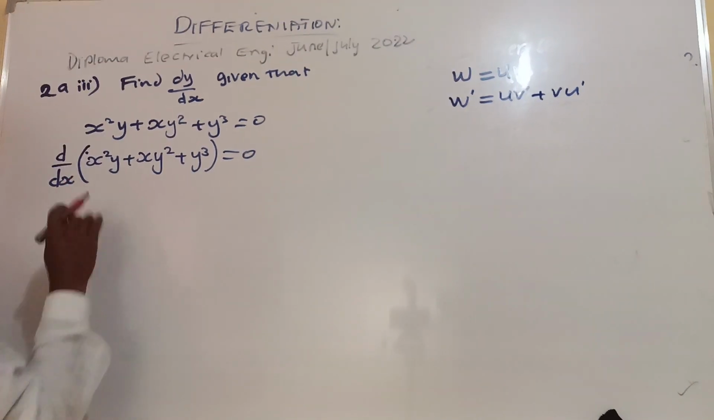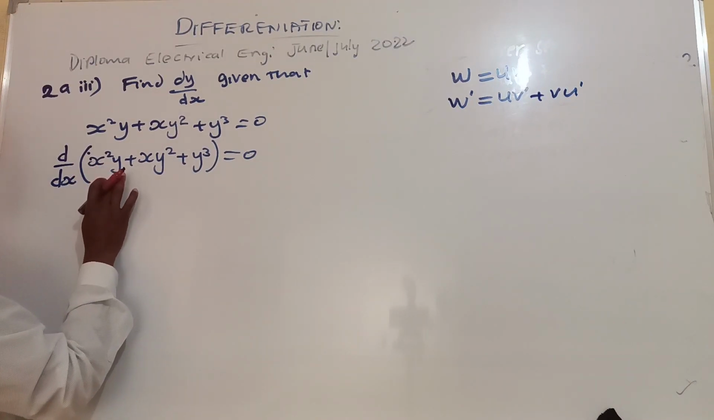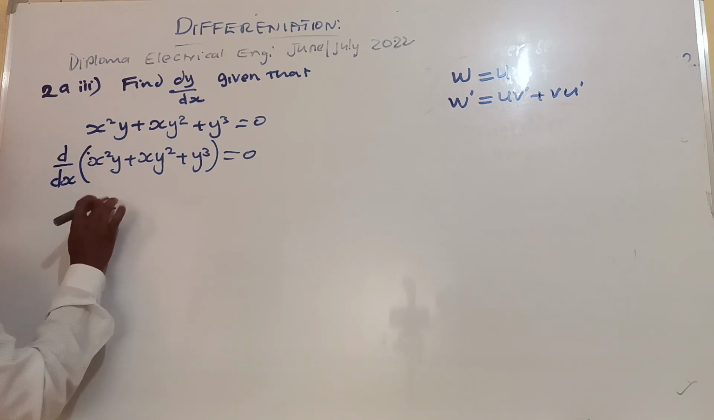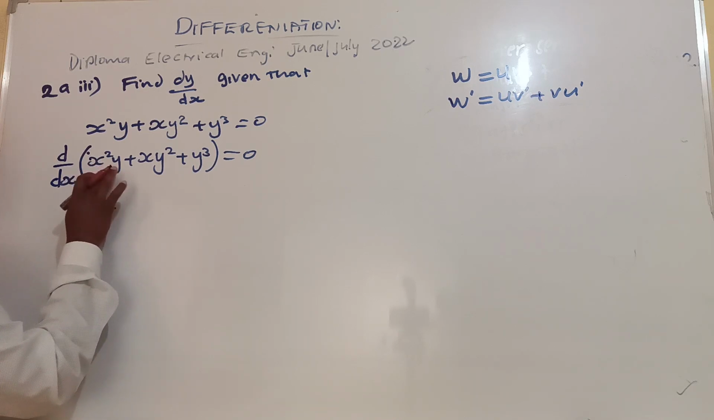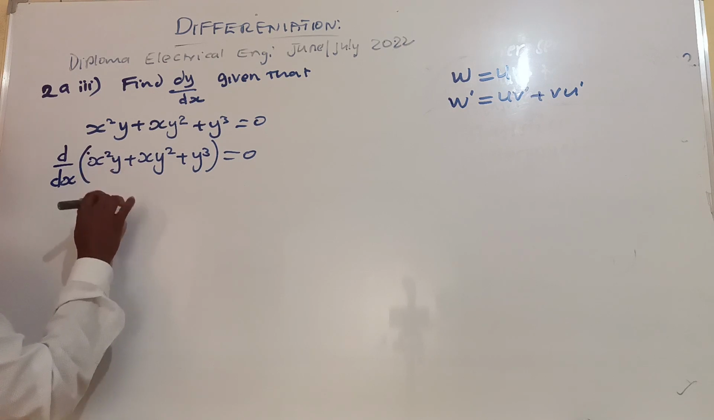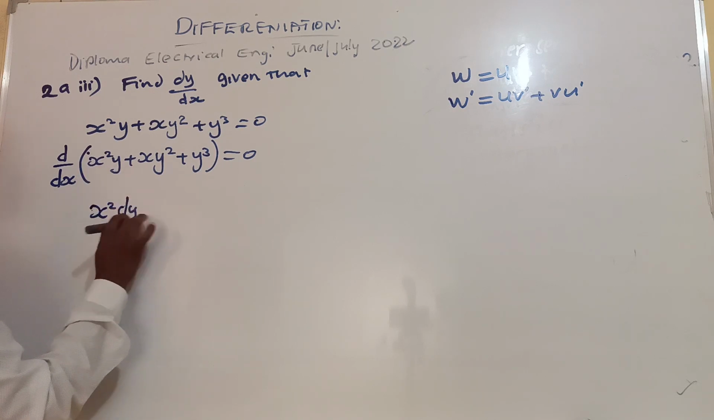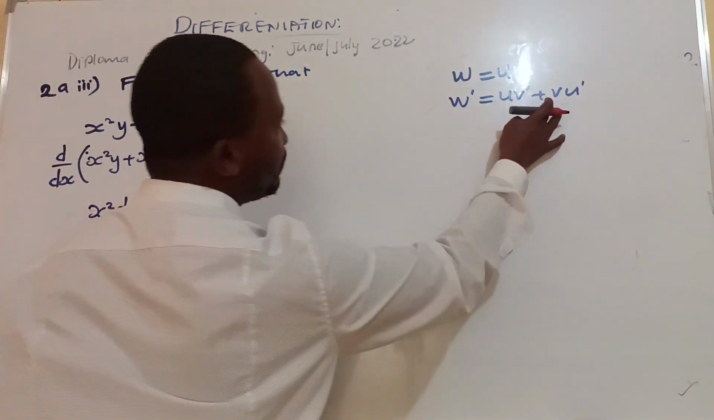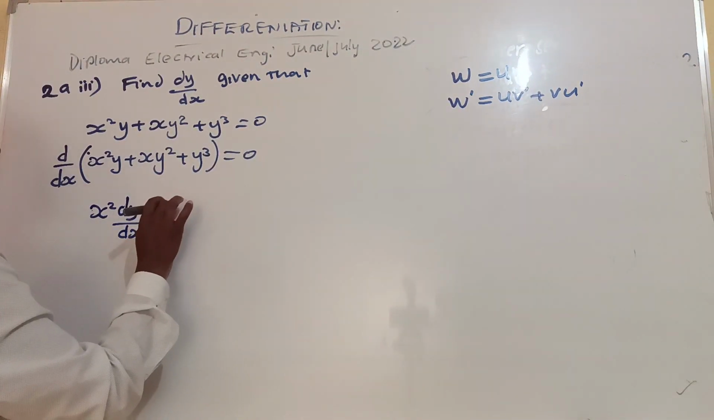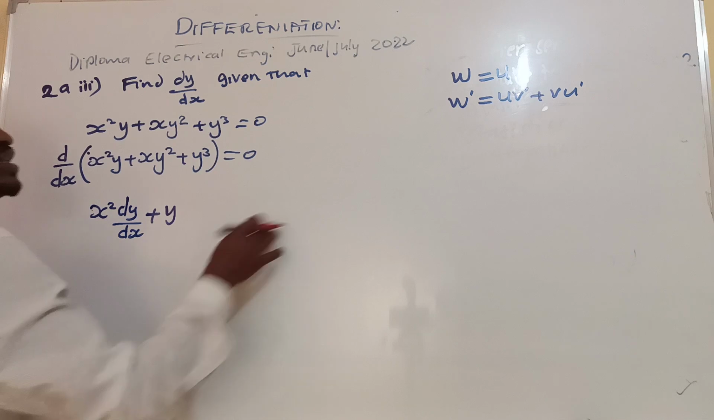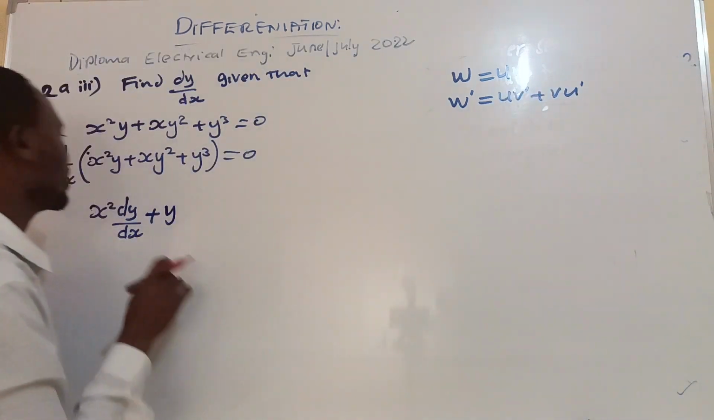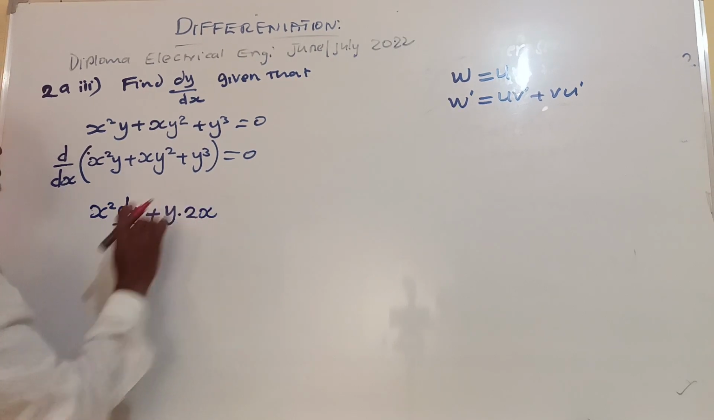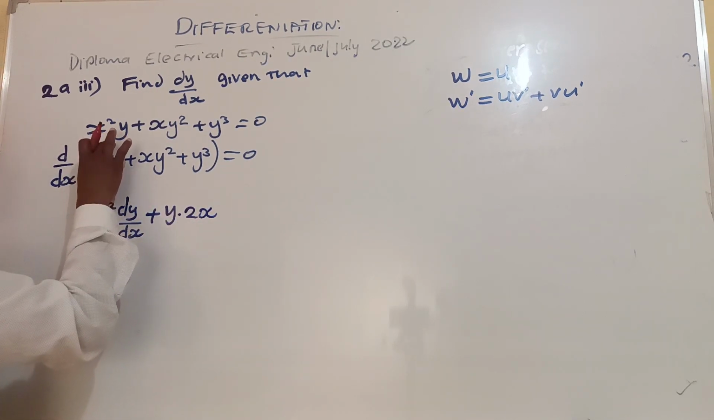Now, I'll take this one to be my u, this one to be my v. First, you take u the way it is, x squared, and differentiate v with respect to x. If you differentiate y with respect to x, it is dy dx, plus v, my v now is y, times the derivative of u with respect to x. What is our u? u is x squared, so if you differentiate that, you get 2x. So you're done with this part.